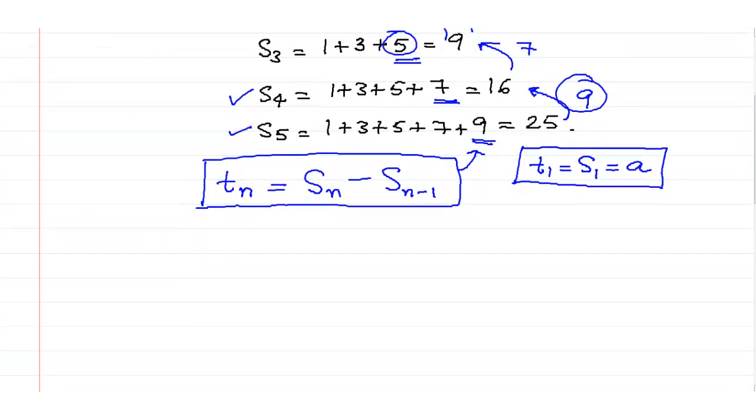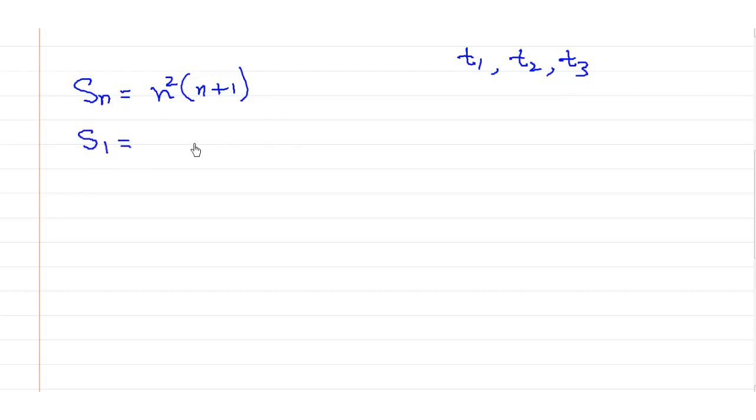Now let us understand this with the help of an example. Suppose we are given that Sn is equal to n squared into n plus 1, and we are asked to find the first 3 terms, means find what is T1, T2 and T3. So let us see how to find it. So first of all, we are going to find what is S1. So S1 is nothing but 1 squared into 1 plus 1. Means we are substituting n is equal to 1. So it is 1 squared is 1, 1 plus 1 is 2, 1 times 2 is 2.